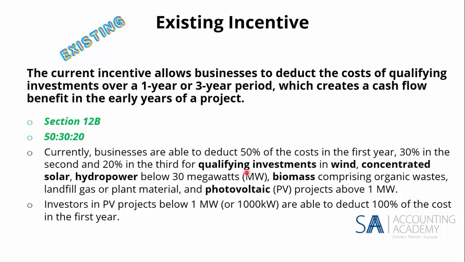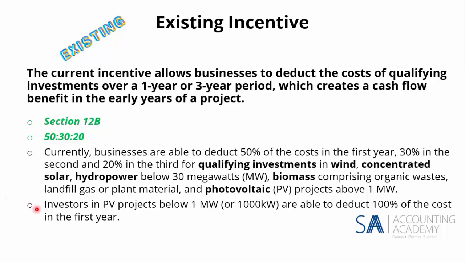And this is only for qualifying investments. This is very important because it's only for qualifying investments, and the same applies for Section 12BA. So if you are investing in wind power, concentrated solar, hydropower if it's below 30 megawatts, biomass, meaning organic waste, landfill gas or plant material, and then photovoltaic PV projects above 1 megawatt, that's what Section 12B says.